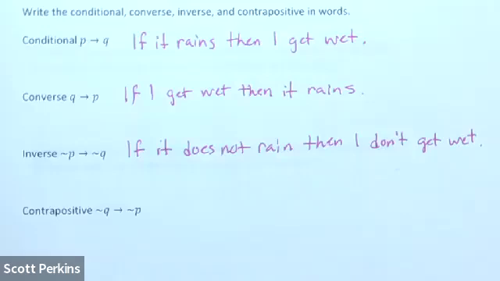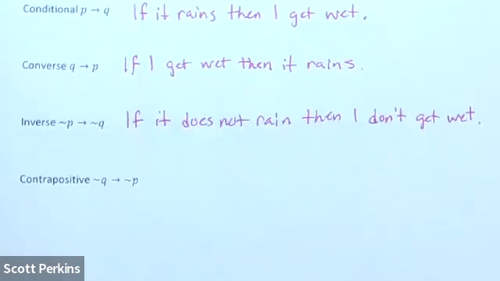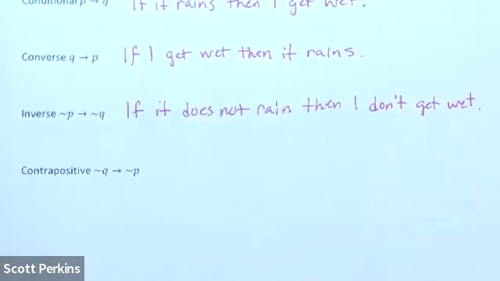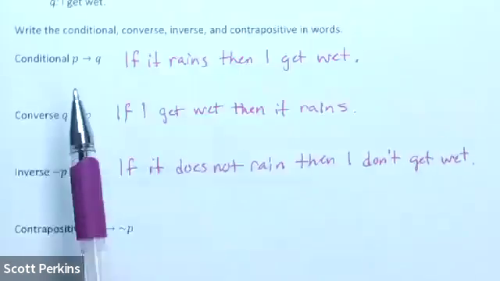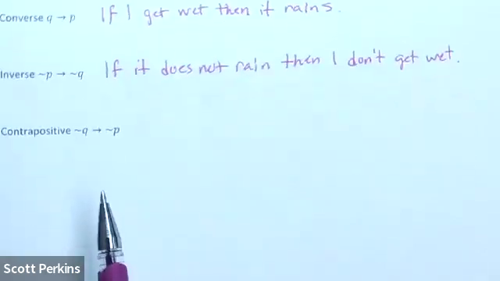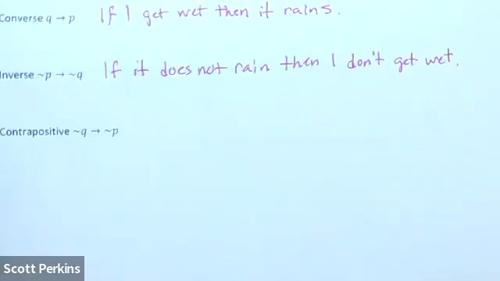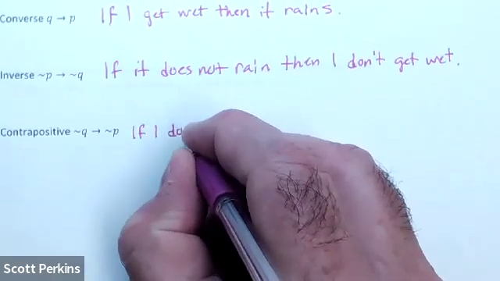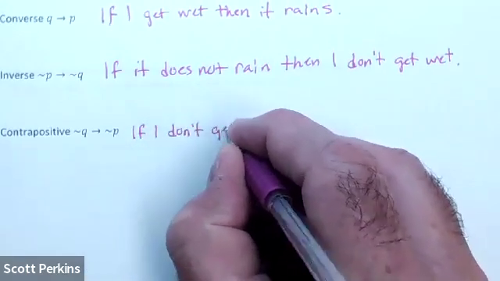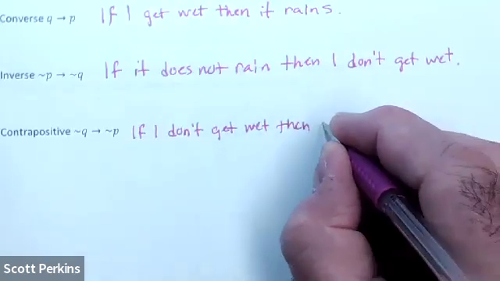Now the last one, this is the word that's most fun to say and to spell. It's called the contrapositive. And notice on the contrapositive, we do both things. Notice the original statement was P then Q. So notice I flipped the order, Q then P, but I also negated both. We did both things. So what this says is if I do not get wet, then it didn't rain or doesn't rain.